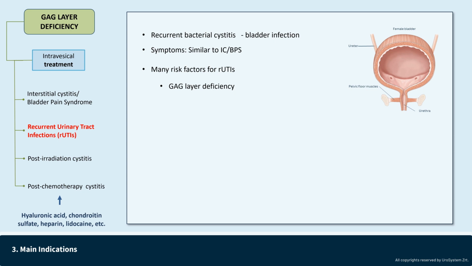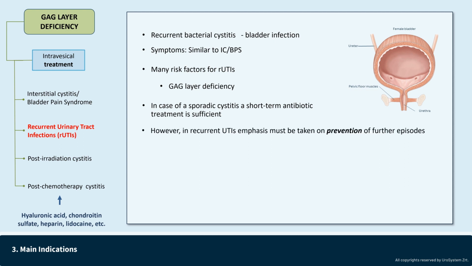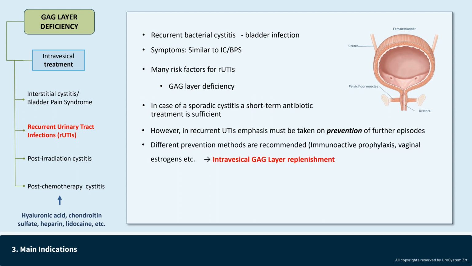While in case of a sporadic cystitis, an oral antibiotic course is sufficient, in case of recurrent urinary tract infections, doctors need to focus on preventing further infections. There are many different elements of this prevention strategy, like cranberry or boosting the immune system. Regenerating the GAG layer with intravesical instillations is an important part of this strategy.